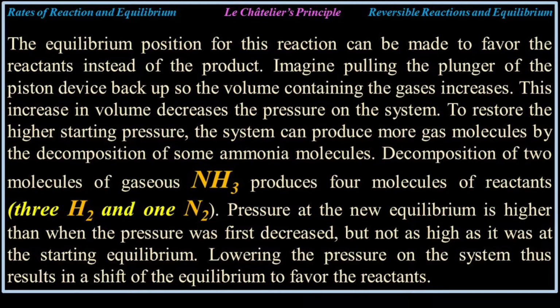Decomposition of 2 molecules of gaseous ammonia produces 4 molecules of reactants, 3 hydrogen and 1 nitrogen. Pressure at the new equilibrium is higher than when the pressure was first decreased, but not as high as it was at the starting equilibrium. Lowering the pressure on the system thus results in a shift of the equilibrium to favor the reactants.